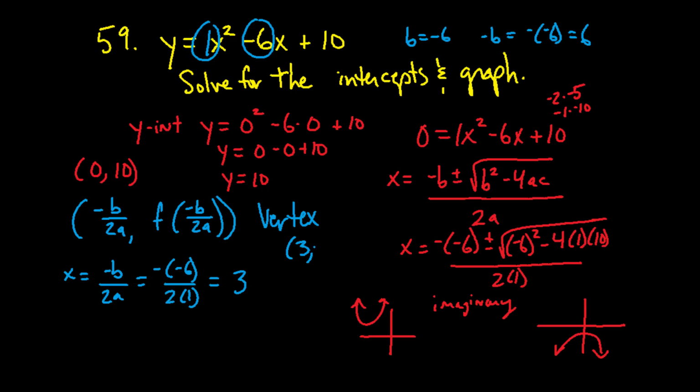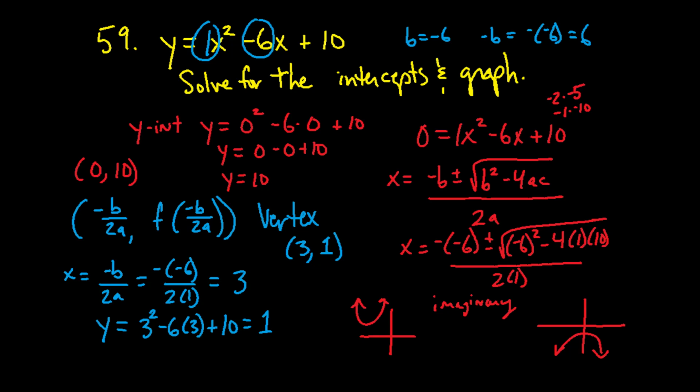So how do we get the y-coordinate? Well, we plug that in. That's what f of that number means. You plug in the 3 for x. So the y-coordinate of the vertex is going to be 3 squared minus 6 times 3 plus 10. And that would be 9 minus 18, which is negative 9, plus 10, which is 1. So the coordinates of our vertex are 3, 1.